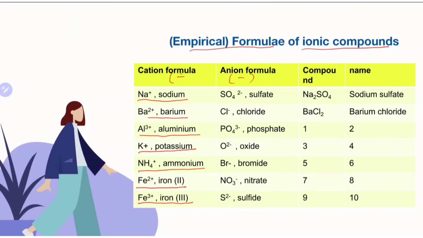Then you have anions, or negatively charged ions. This is a positive cation, an anion is negative. You have sulfate, SO4 2-, Cl- chloride, PO4 3- phosphate, O2- oxide, Br- bromide, NO3- nitrate, S2- sulfide.